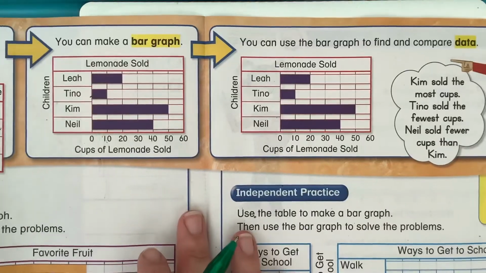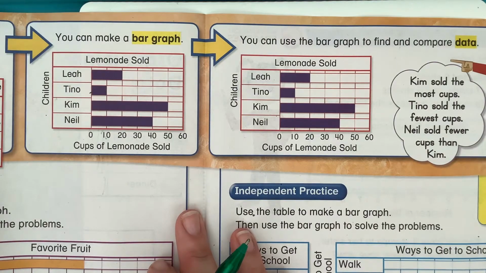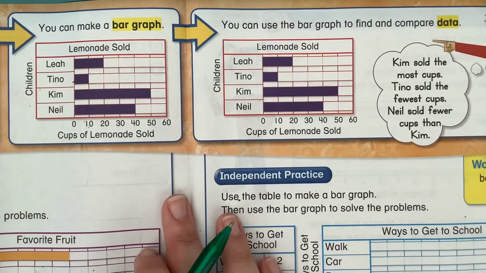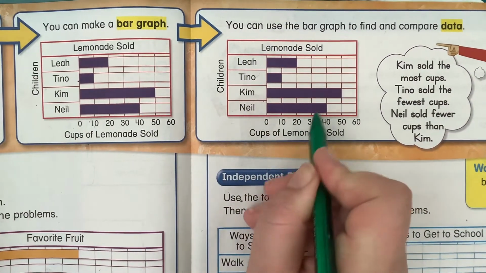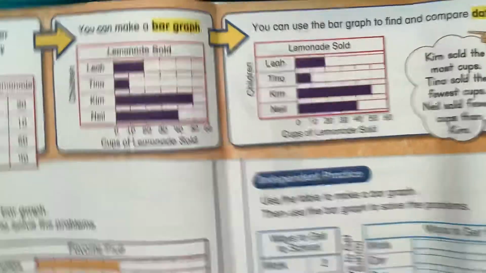Okay, so it's easy for your brain to see that very quickly. So you can use the bar graph to find and compare data. Data is the other term that we want. Data is basically the collection of numbers and information. So Kim sold the most cups, Tina sold the fewest cups, and Neil sold fewer cups than Kim, because it was less than Kim.